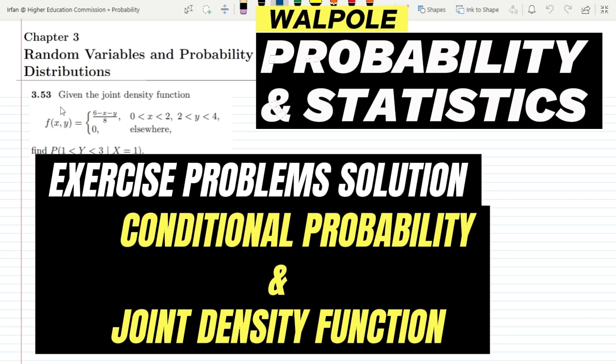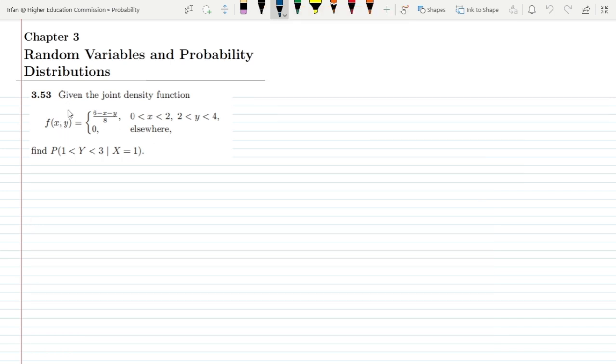This is question 3.53, and the statement of it is: given the joint density function f(x,y) equal to (6 minus x minus y) divided by 8, for x greater than 0 and less than 2, and y greater than 2 and less than 4, and 0 elsewhere. We have to find the probability that y is greater than 1 and less than 3, given that x is equal to 1. Okay, so that is what we have been given.